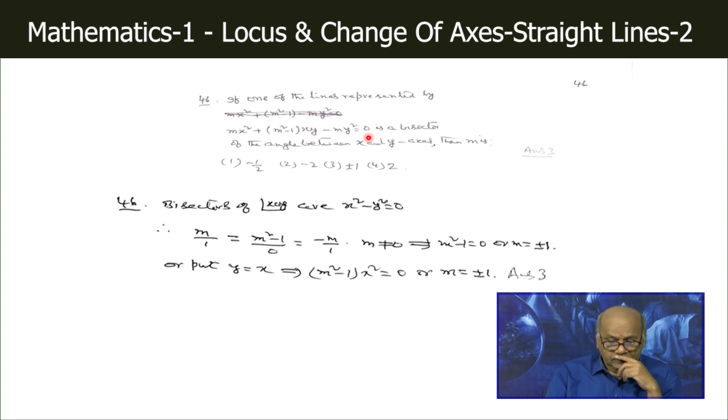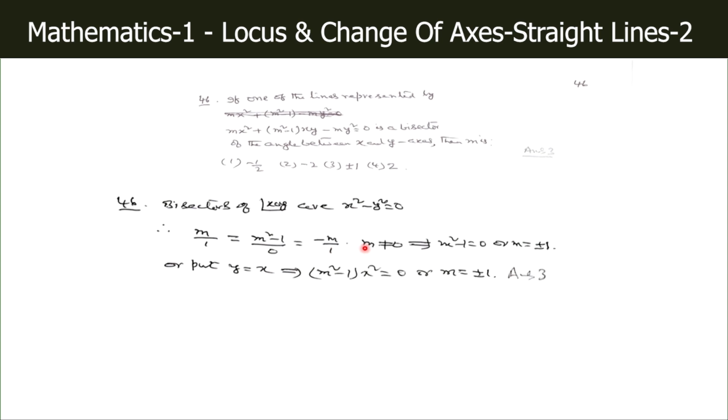So therefore, the corresponding coefficients are proportional. So that is m by 1 is equal to (m square minus 1) by 0 is equal to minus m by 1, m not equal to 0. Because when the denominator is 0, the numerator must also be 0. So therefore, you will have m square minus 1 is equal to 0, or m is equal to plus or minus 1. So the correct option is 3. And also you can do it another way.